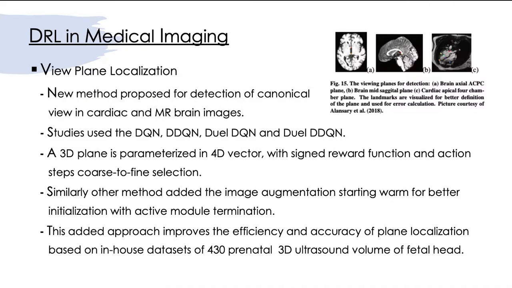The next one is view plane localization. This new method was proposed for detection of canonical views in cardiac and MR brain images. This study mostly used DQN, DDQN, dual DQN, and dual DDQN. And a 3D plane is parameterized as a 4D vector. I have shown the figure on top with the state, reward function, and action steps, for course-to-fine selection.